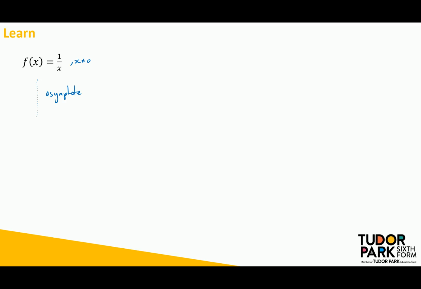A-S-Y-M-P-T-O-T-E, an asymptote. These are simply points on our graph that we can't evaluate. Now let's start investigating this function.